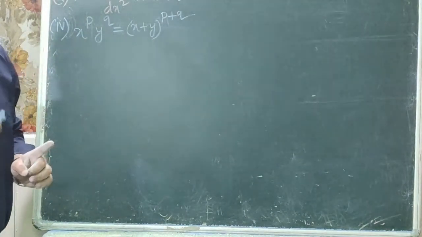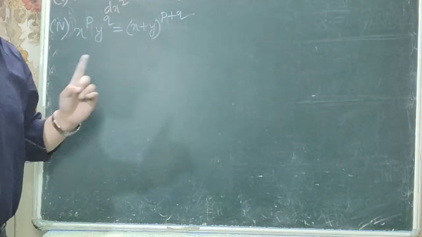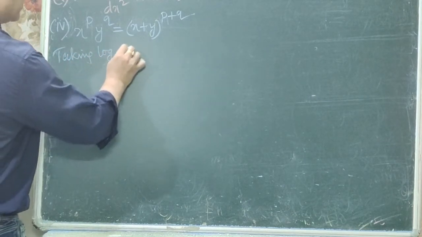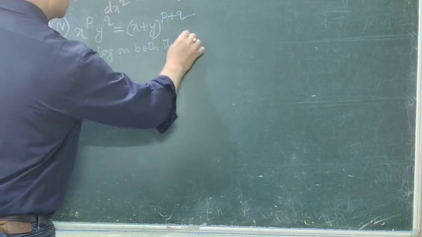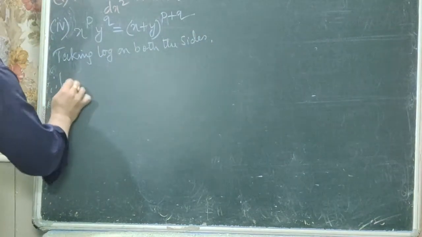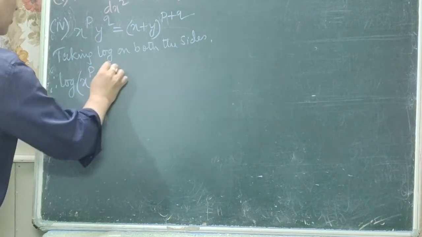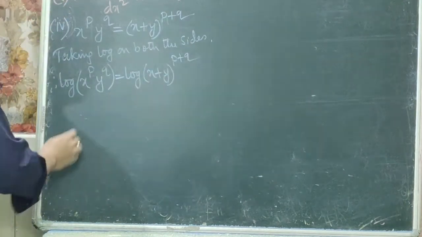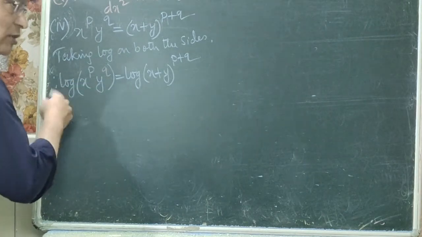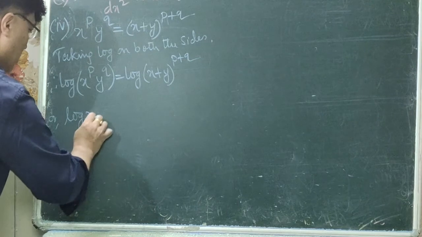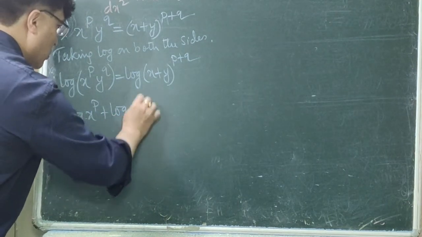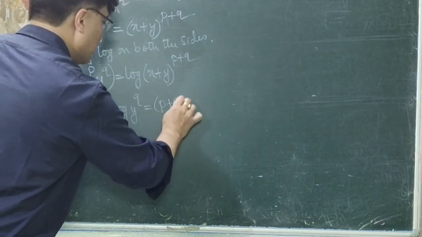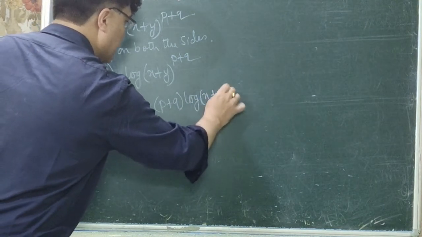So you don't differentiate it directly, you take log on both the sides so that it will be easier for you to simplify it. Okay, so let us simplify it first, taking log on both the sides. So this is your log of x to the power p y to the power q is equal to log of x plus y whole to the power p plus q, right? So this is log of AB. What is log of AB? Log A plus log B. It is log x to the power p plus log y to the power q is equal to, now this p plus q becomes the coefficient because of the log. So it is p plus q into log of x plus y.